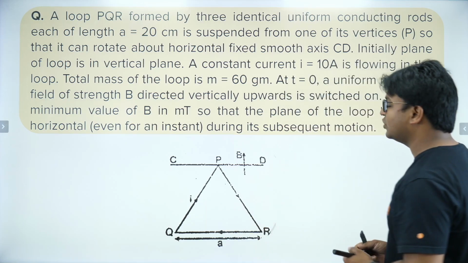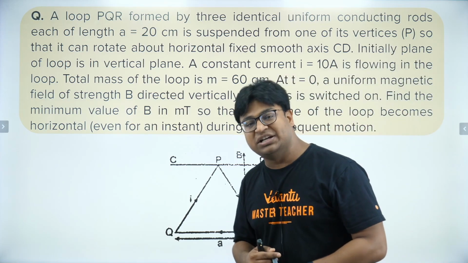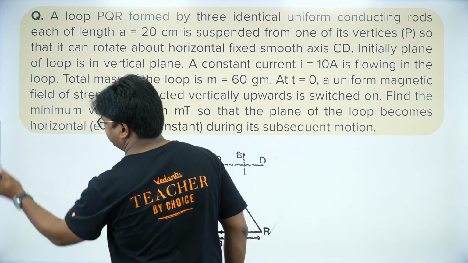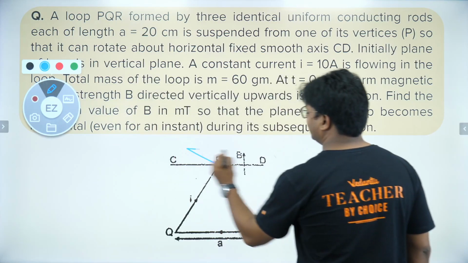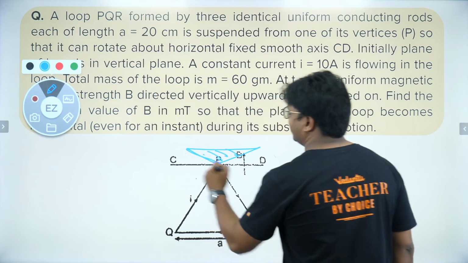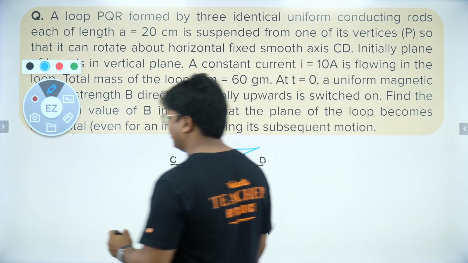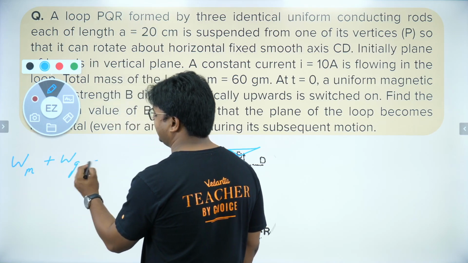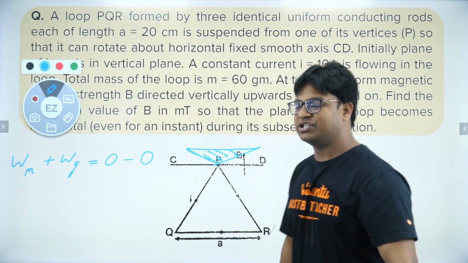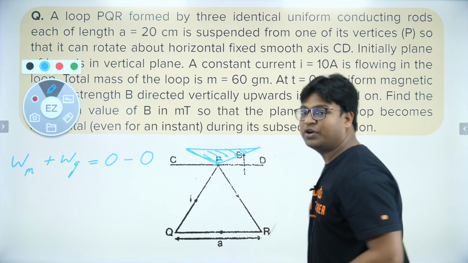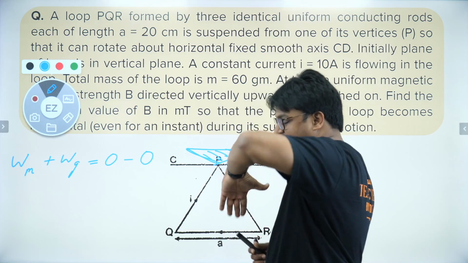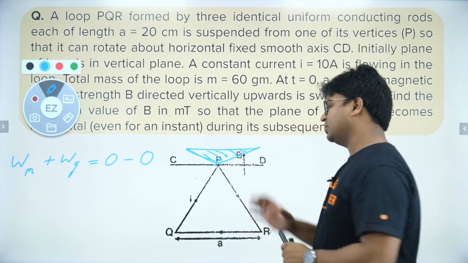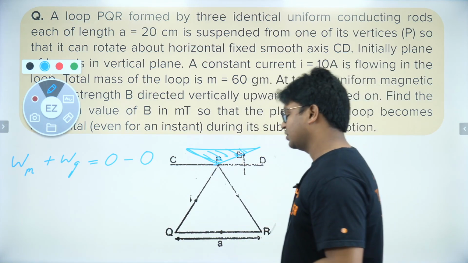Now the question says that the loop should attain the horizontal position at least once. So I would say that the loop assumes this position, the horizontal position, before coming to rest. What I'm going to write is: work done by magnetic field plus work done by gravity equals final kinetic energy minus initial kinetic energy. I'm assuming that in this position the loop was barely able to come to rest. The loop started rotating, came to this position, and then fell again, because the torque of gravity will oppose the motion of the loop.